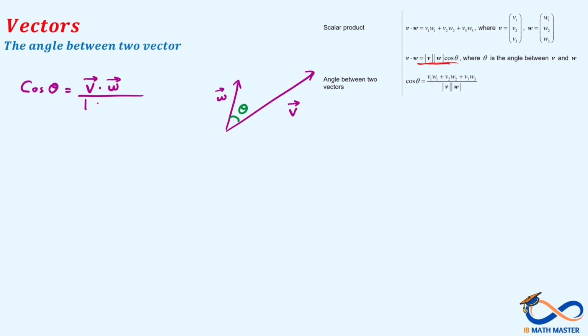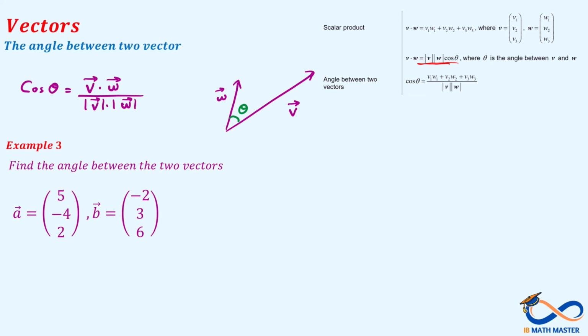Cosine theta is equal to the dot product, or the scalar product, between them divided by the product of their magnitudes. Now we will have example 3. We need to find the angle between the two vectors. As we see, first we need to calculate the dot product, or the scalar product.